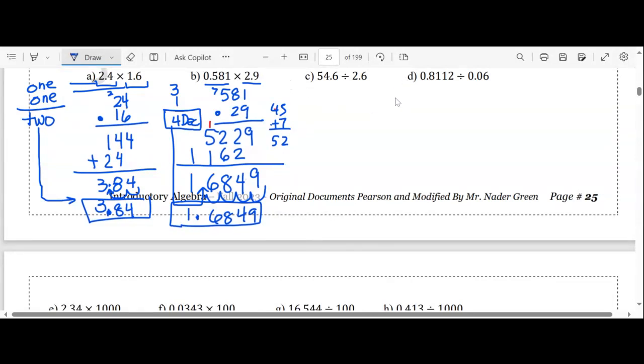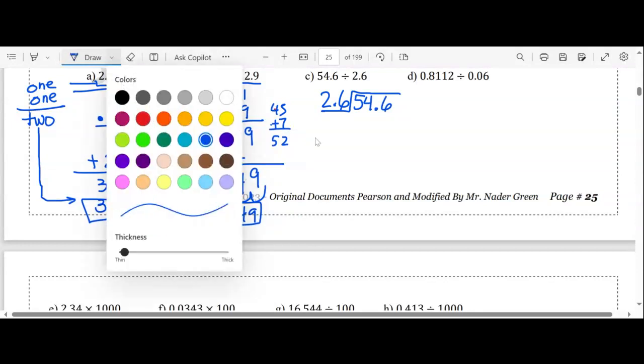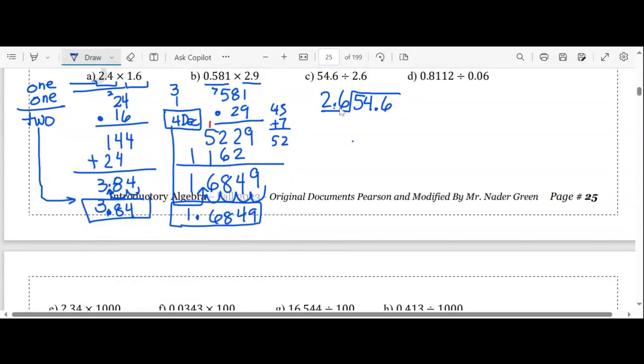Next one is division. So we do long division. I am dividing 54.6 by 2.6. Now take a look here. If I move this, because I don't like to divide when there is a decimal point, if I move this to the right, what happened to the other one, the one on the right side here? I have to move it to the right. So you should be dividing what? 546 divided by 26.